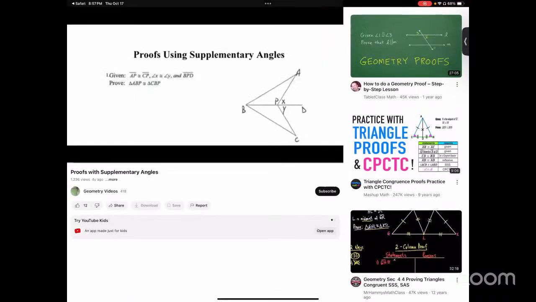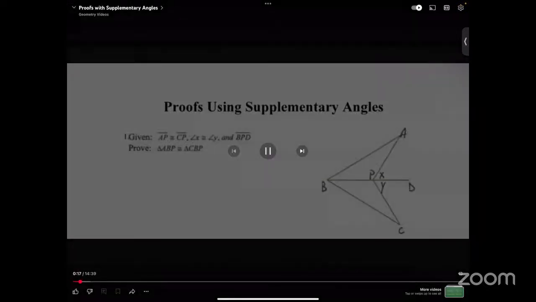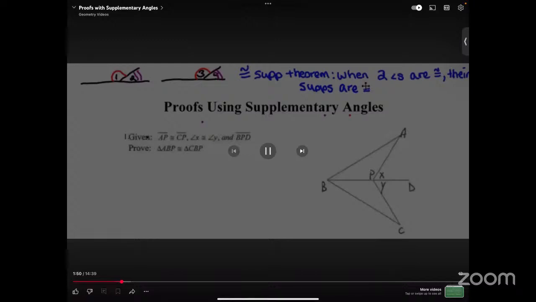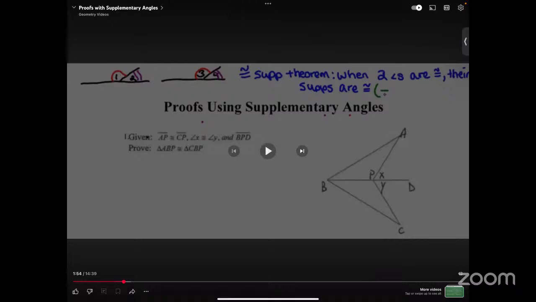Proofs with supplementary angles. Here, this is the one. The focus of this lesson will be on using supplementary angles in order to write triangle proofs. Before we jump into the first example, let's talk a little bit about supplementary angles first of all. Remember, supplementary angles are two angles that add up to 180 degrees. Anyway, another way you might say this is to say congruent supplement theorems. There's one. You see it? Congruent supplement theorem. When two angles are congruent, their supplements are congruent.